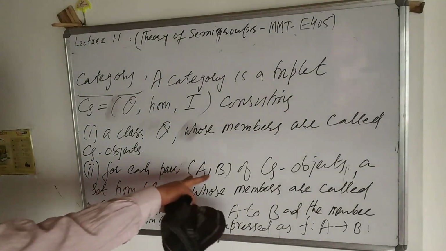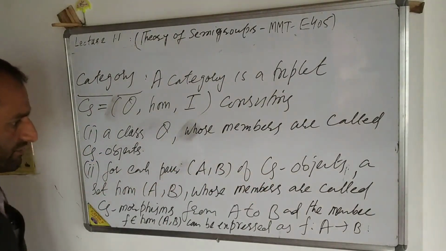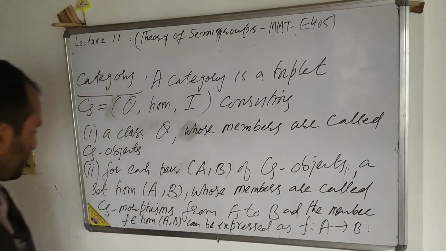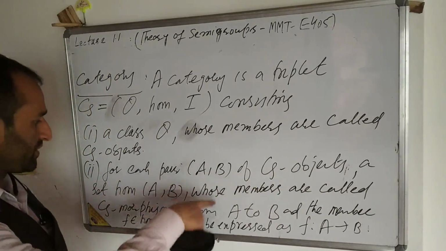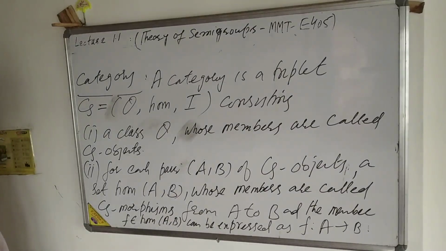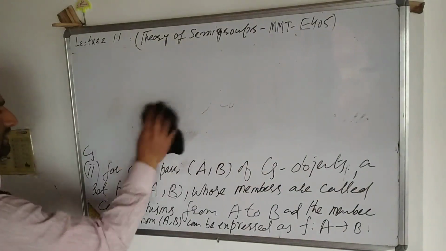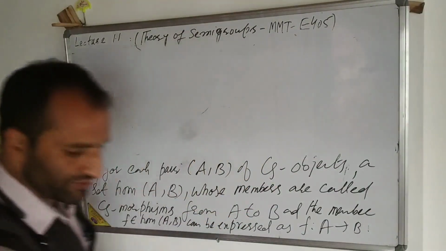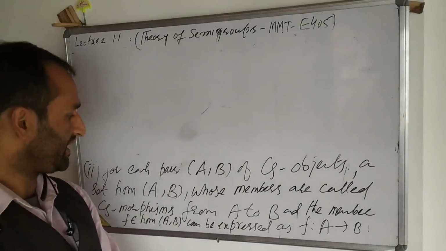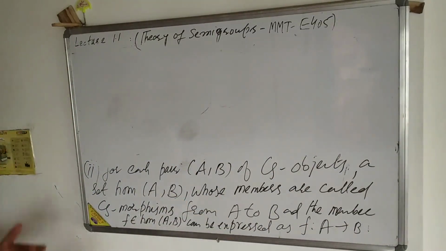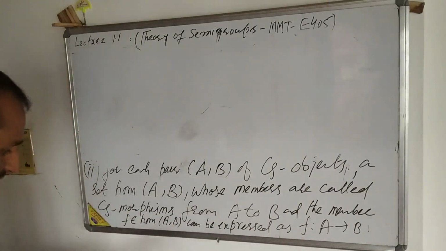So for any pair of C objects A comma B, which are members of O, there is a hom set whose members we call morphisms from A to B. In the previous example, the members are the functions from A to B, so in that case the functions are morphisms. Then in the previous example we composed two mappings, and here again we define the composition, but in general they are not mappings. You should keep in mind that in general those f's are not functions.